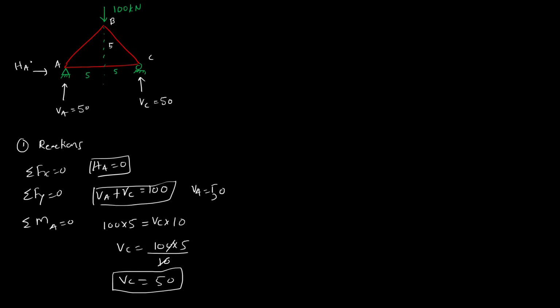So now this is over. That is the first step is completed, finding out the reactions. Now what is the second step? Consider each and every joint. So consider joint A. So how many members are present at joint A? There are two members, FAB and FAC.